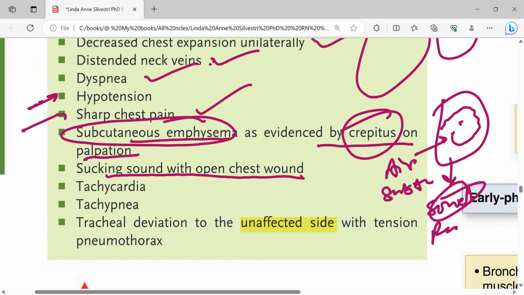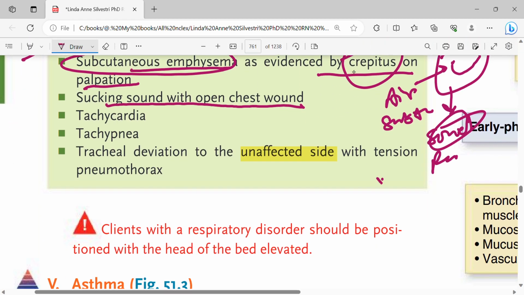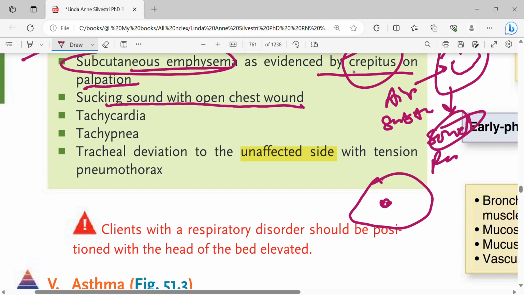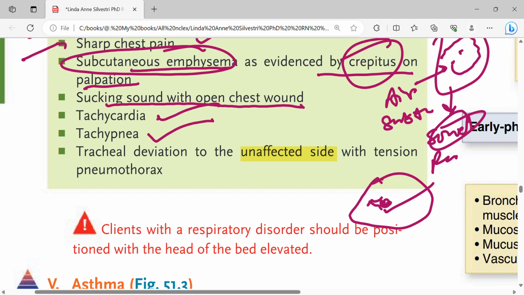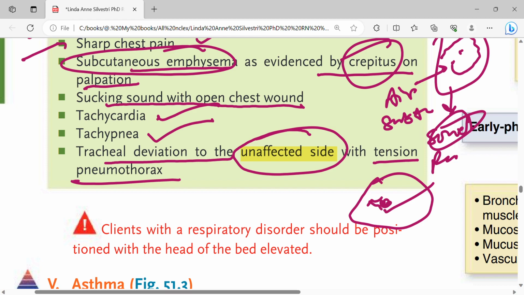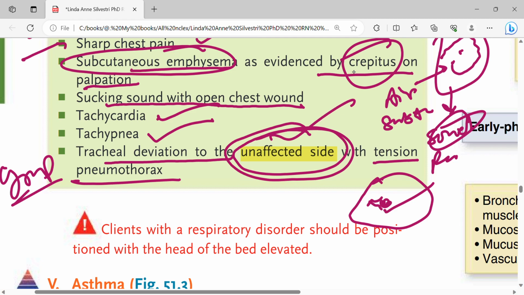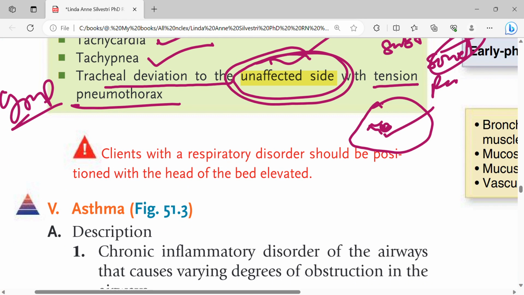Sucking sound with open chest wound. When there is an open wound in the chest, there will be a negative pressure, so a sucking sound can be there. Tachycardia, tachypnea, tracheal deviation to the unaffected side with a tension pneumothorax. This is very important: tracheal deviation in tension pneumothorax is to the unaffected side.